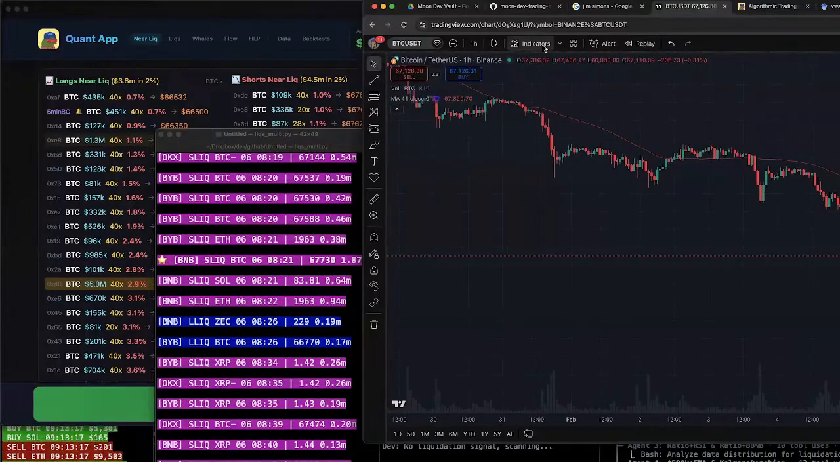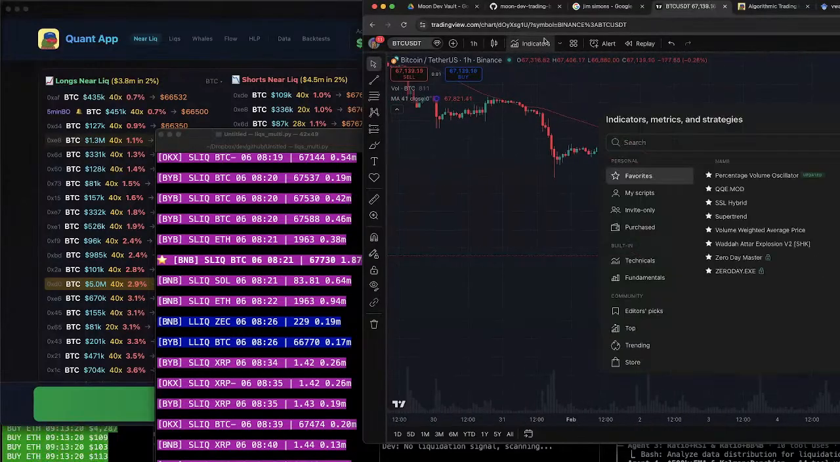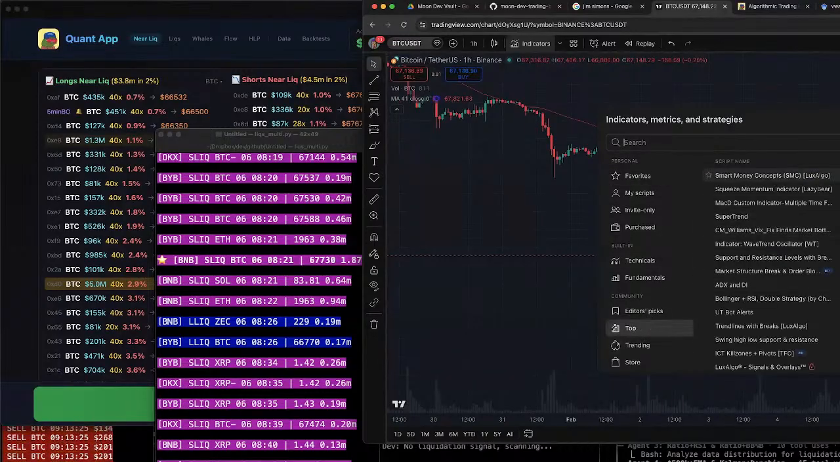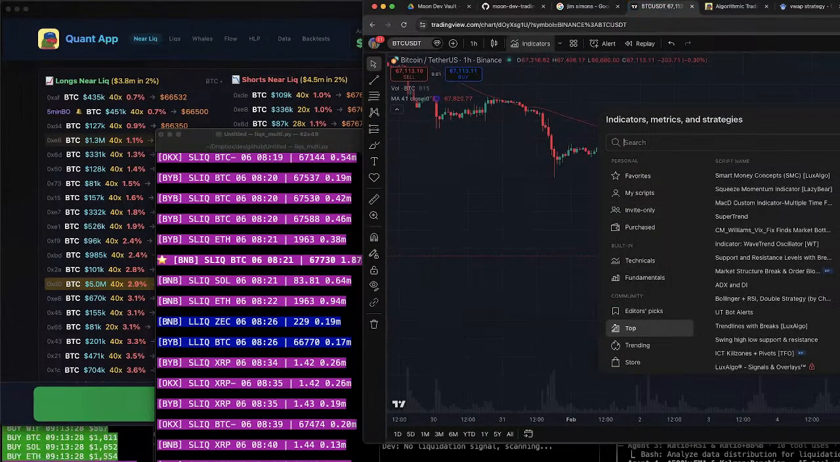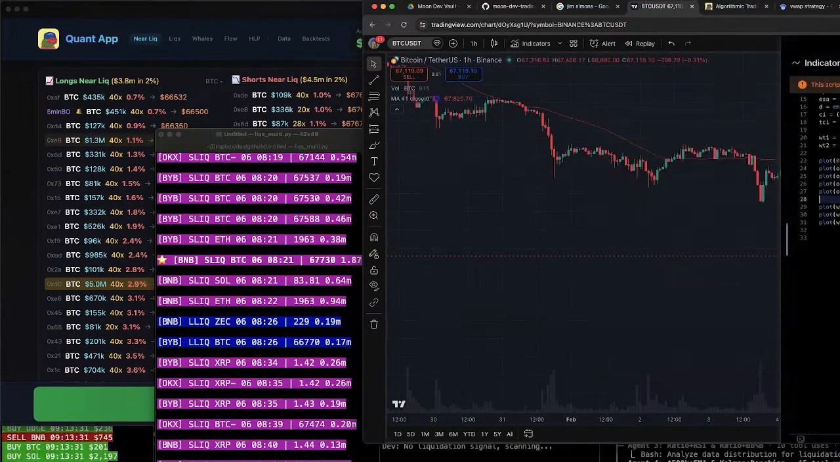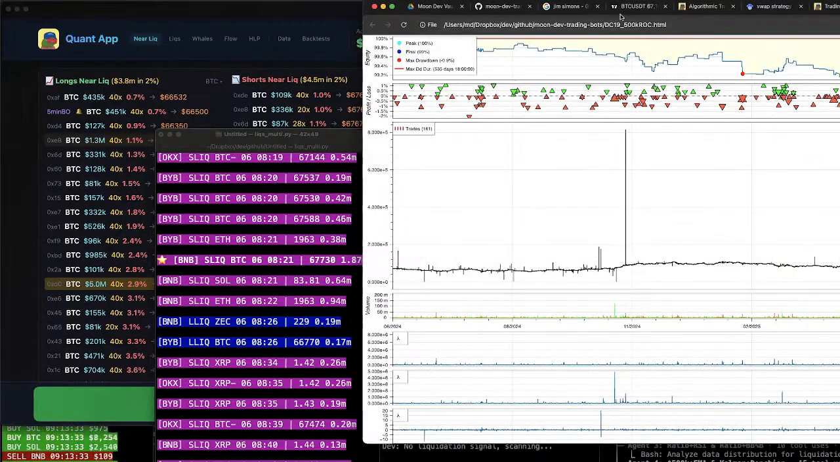Lock in. This is the hack. You can go to indicators here. You can go to editors picks, top, whatever. And all of these indicators give you the actual code. So this is just a quick tip.